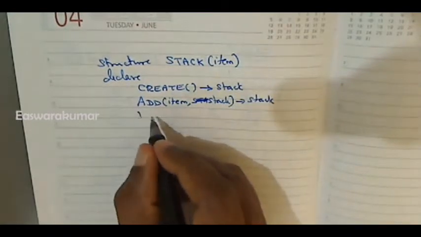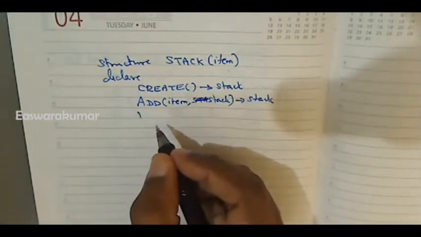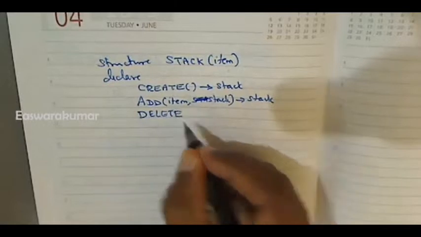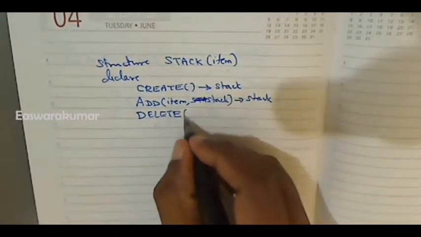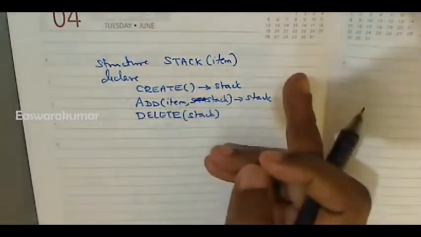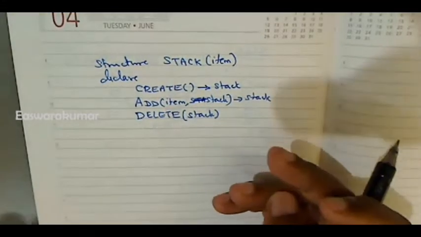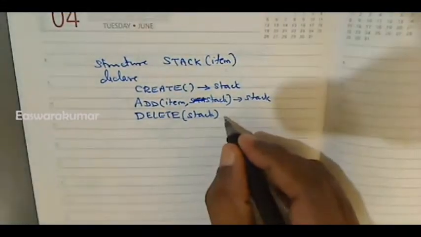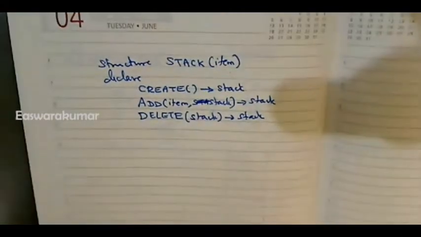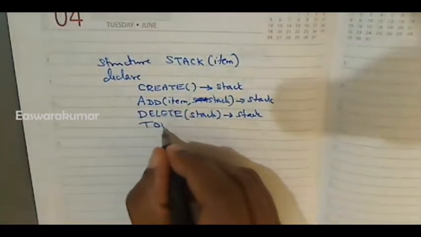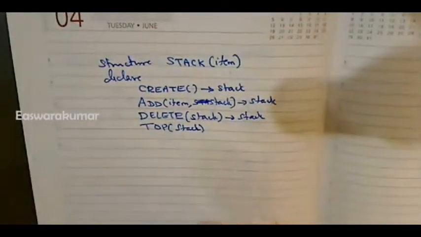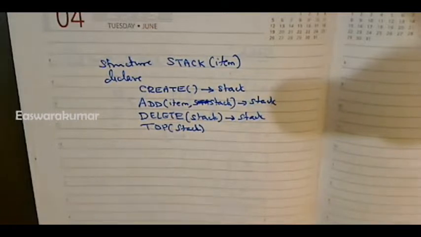The next one is delete. That is also called remove or pop out. Pop the element. So delete. From where are we deleting? We are deleting from the stack. So after deleting what do we have? We are deleting only the topmost element, right? Even after removing that, we will be having a stack. The next function is top of stack. That is, in the stack, what is there at the topmost position that we are looking at.